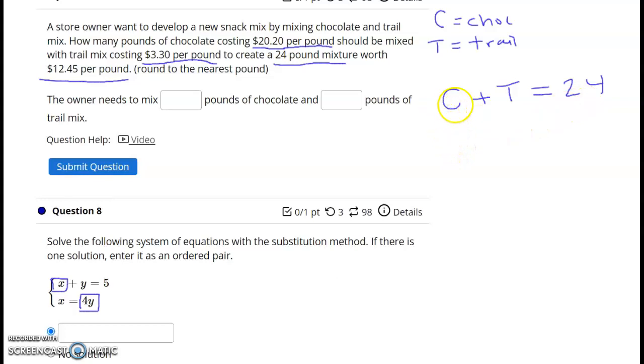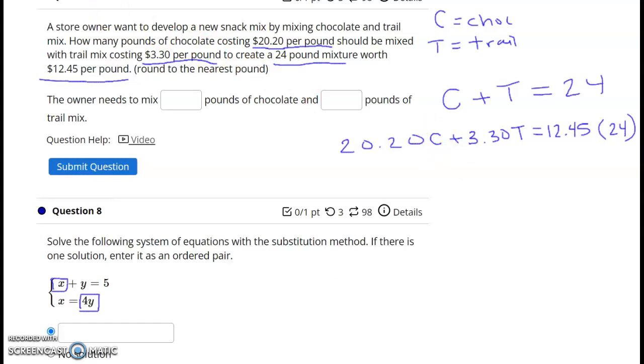Now, we're going to do basically the same equation, but we're going to add in the dollars. So we know that chocolate is $20.20 per pound. So I'm going to write $20.20 times however many pounds of chocolate we have. We need to add that to $3.30 times however many pounds of trail mix we have. And that will give us $12.45 times our total 24 pounds. Okay, so we're going to basically figure out the cost. So this will be the total cost, $12.45 times the 24 pounds. And to create that, we need $3.30 times however much trail mix, and then $20.20 times however much chocolate.